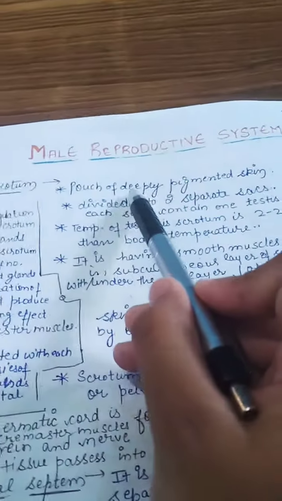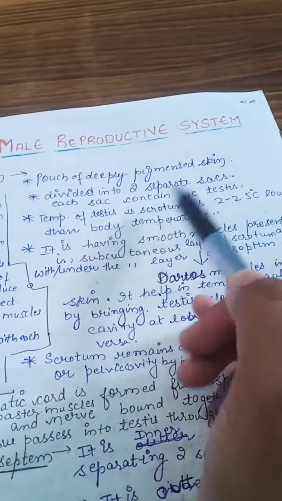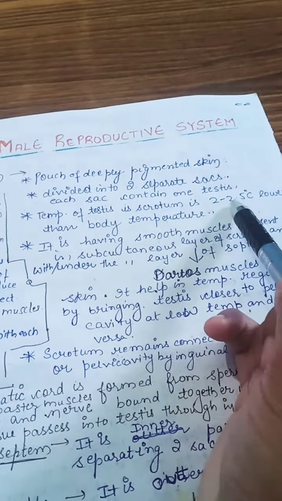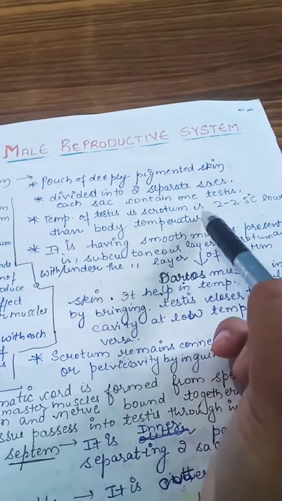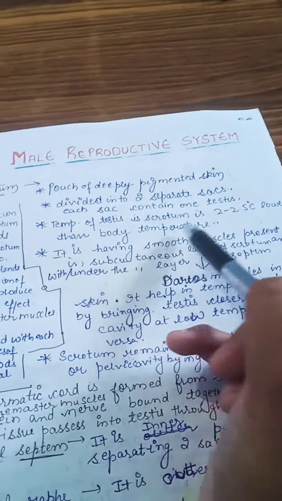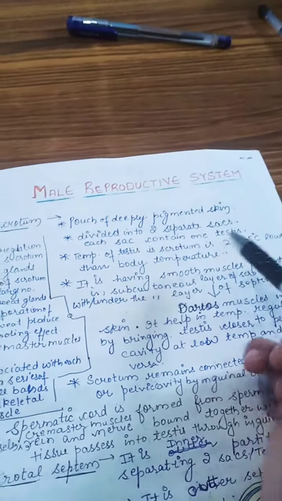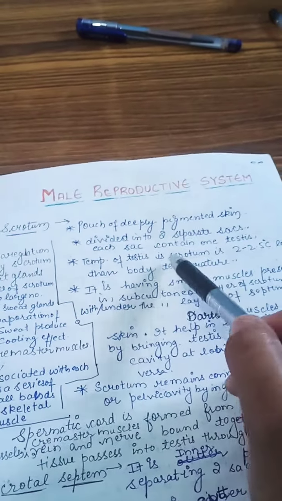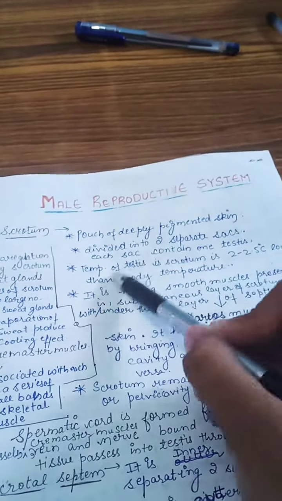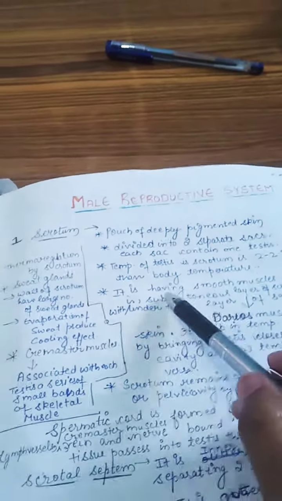Now what is the scrotum? The scrotum is a pouch of deeply pigmented skin which is divided into two separate sacs. Each sac contains one testis. The temperature of the testes in the scrotum is 2.2 to 2.5 degrees Celsius lower than the body temperature because it helps in the maturation, storage, and transportation of the sperm. Sperm cells are sensitive to temperature, thus they need a lower temperature.